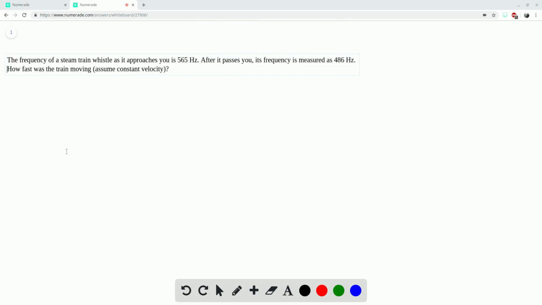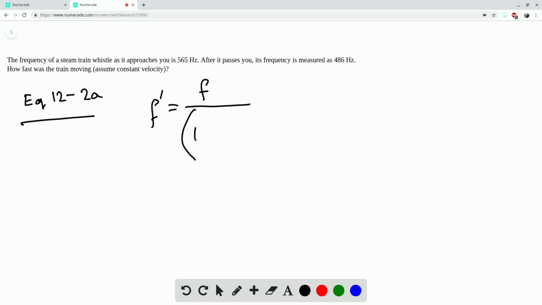So if an observer is stationary and the source is moving towards the observer, we can use equation number 12.2a, and that'll give us the frequency, which is f, the frequency when both are stationary, divided by 1 minus the velocity of the source. So for our case, it's the train, over the velocity of the sound wave.